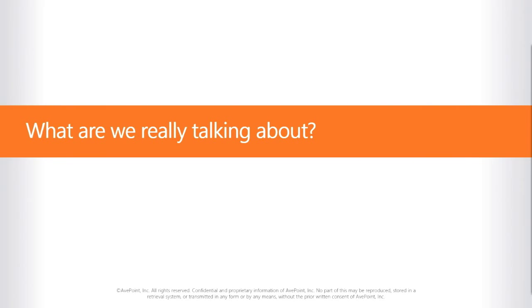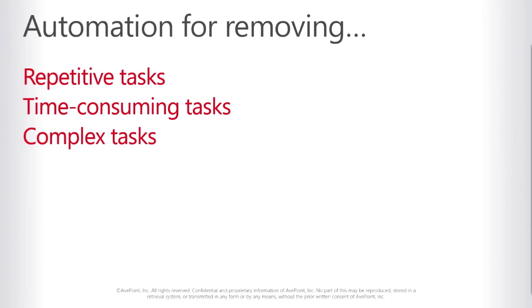So what are we really talking about with automation here? Specifically, we're looking at controlling repetitive tasks, time-consuming tasks, and complex tasks. These are things that end up taking up some of our smartest people's time doing repetitive things. We hear that in the SharePoint development world, 80% of their time is being spent on operations, right? So automation really attacks this from the get-go.